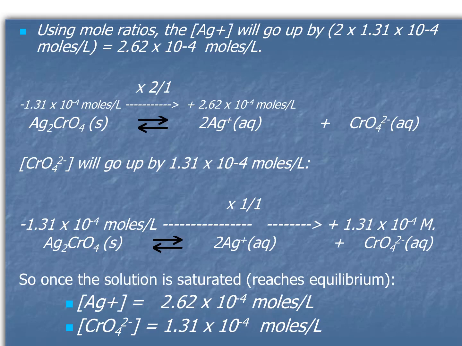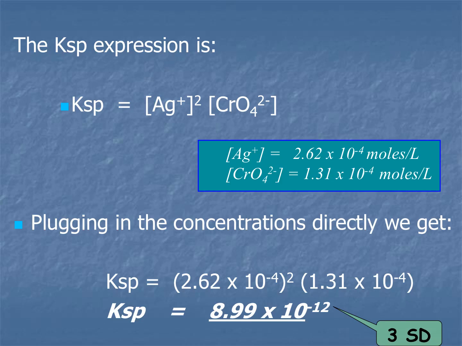Remember, we have to use those mole ratios. I see that as a large mistake whenever we're doing the ice tables. So the Ksp expression comes out to silver squared times chromate, using the coefficients as our powers. We plug in our numbers, and we get Ksp equals 2.62 times 10 to the negative fourth squared times 1.31 times 10 to the negative fourth, and that comes out to 8.99 times 10 to the negative 12th, using our original 3 significant digits given in the solubility.